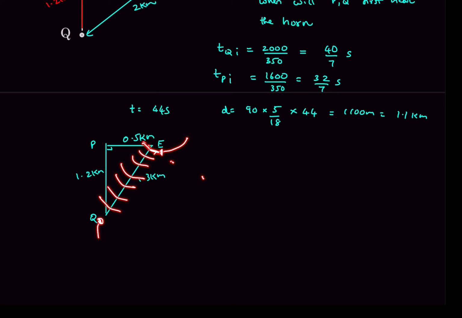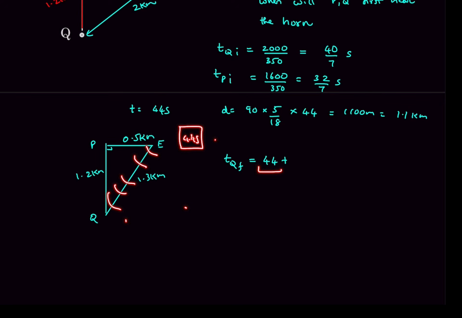So now we have to figure out when will the last sound wave reach the point Q. Okay, so that time, let's say it is TQF. So this would be equal to 44 plus why? Because, okay, imagine we have a timer. Okay, so in the timer, it is showing 44 seconds. So, but the villager will hear the sound for some time greater than 44, right? So that's why I am adding 44 here.